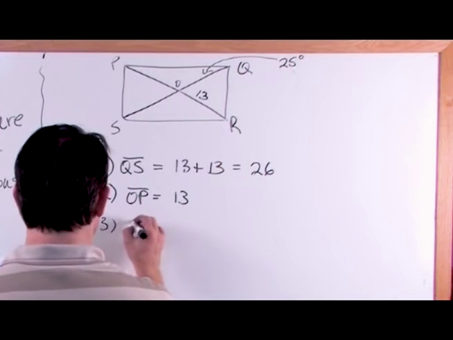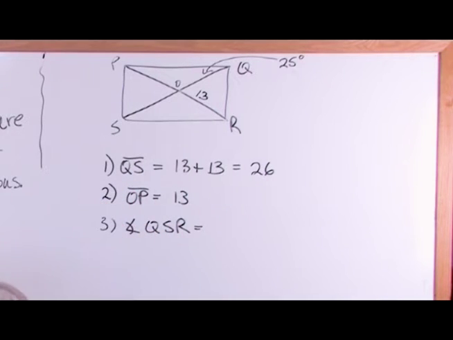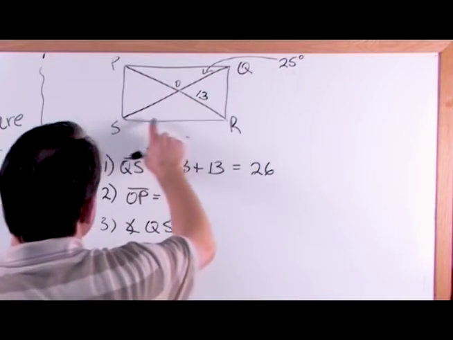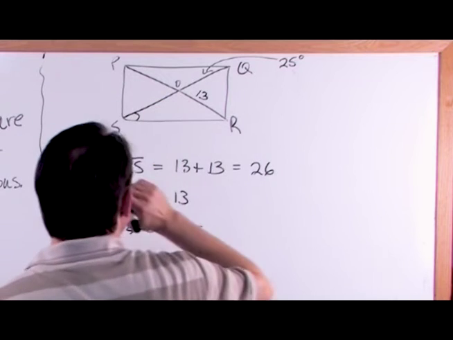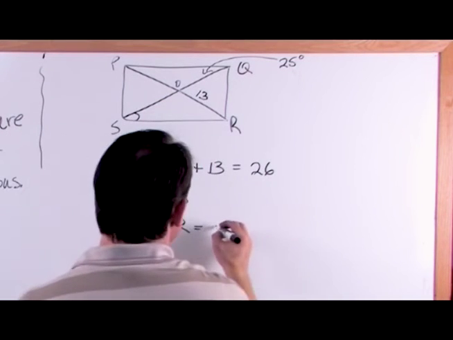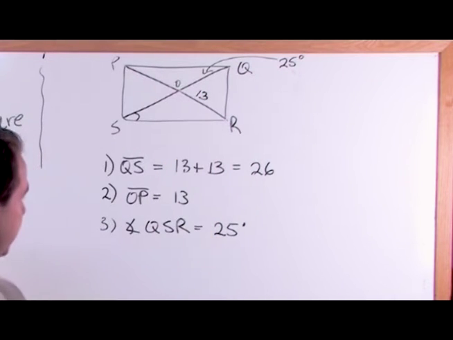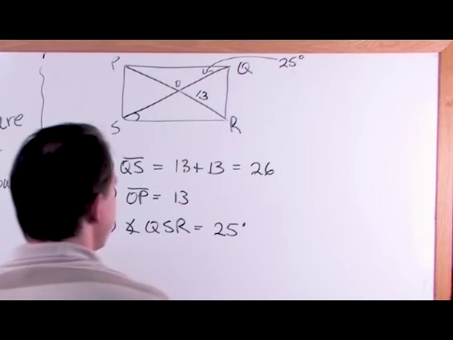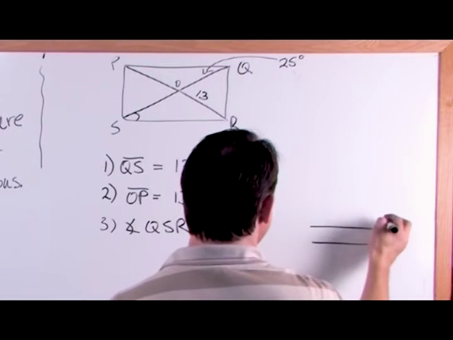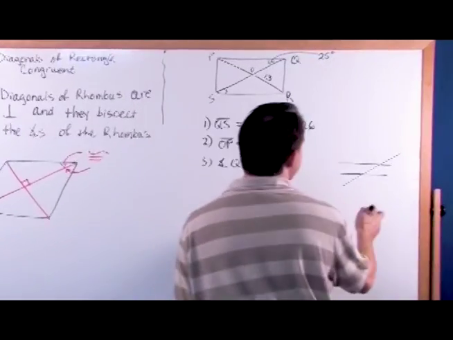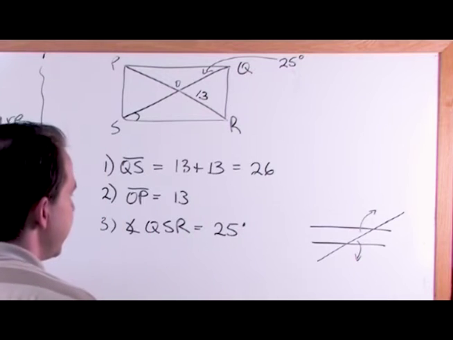Okay, let's look at angle QSR, which is this angle right here. I'm going to show you what that is. That's going to be equal to 25 degrees, same as this one, but now we need to talk about why that's the case. It's because if you remember back a long time ago, when we had the 2 parallel lines and the diagonal that cut them, we said that this angle was congruent to this angle. They're the alternate interior angles, remember?